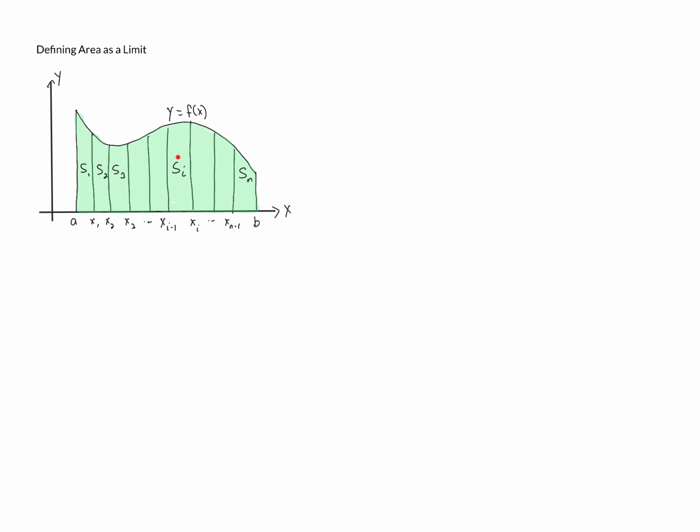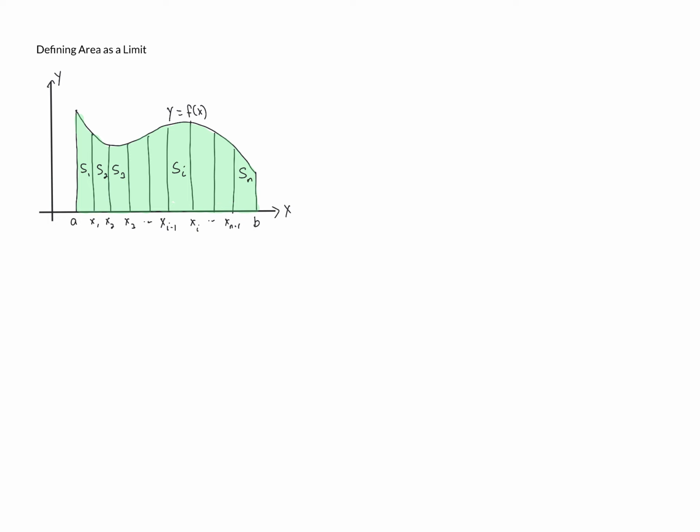And then we're going to say that a generic one in the middle we're going to call the ith strip or the ith rectangle. So we're generally going to use n for the last one and i for a generic one in the middle. Now, if we have n strips or n rectangles, then this whole width is b minus a. The whole interval length is b minus a.